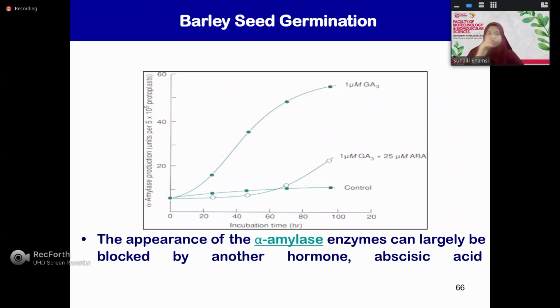So this is just to show you guys the role of gibberellic acid in barley seed germination. It basically increases the secretion of an enzyme known as alpha amylase. And how does it increase? This is by inducing more gene expression, of the gene that is responsible for alpha amylase activity.